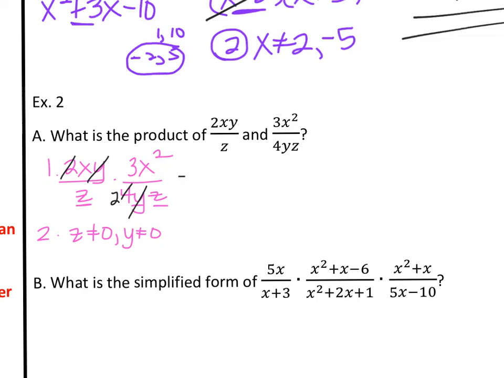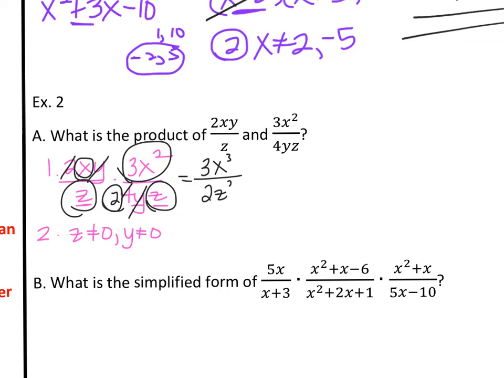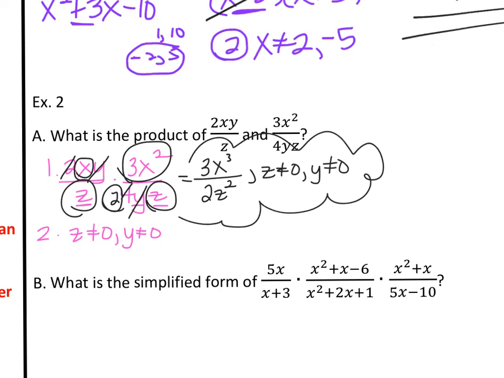If we multiply straight across, we have x times 3x squared. That would be 3x cubed. In the denominator, we've got z times 2 times z, and that would be 2z squared. I see nothing else that would reduce for this product. So that would be the final answer. But we also have to say that z and y cannot equal 0. So this is what we'd be looking for as our final result.